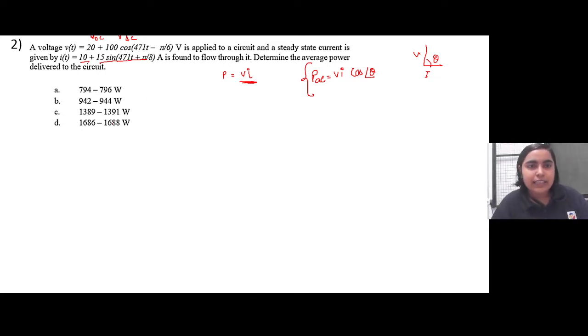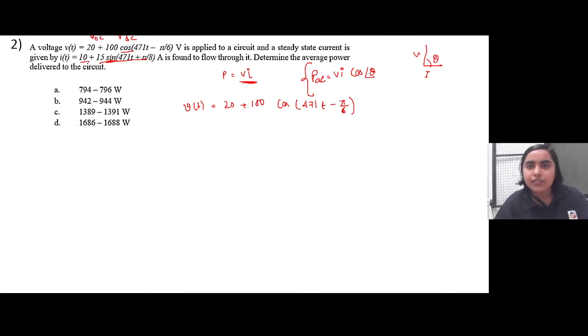So since this voltage is given in cos and the current is given in sine, as a function of sinusoidal function, let us convert both of them into sine so that it is easier to calculate the angle between these two. So let us write Vt in terms of sine, or we can also write I of t in terms of cos. So Vt is equal to 20 plus 100 cos of 471 t minus pi by 6.